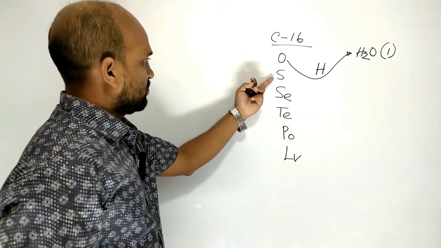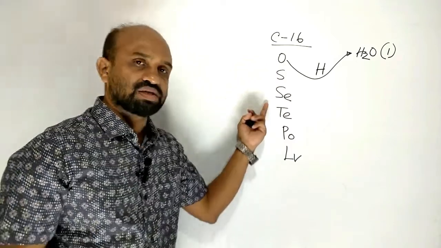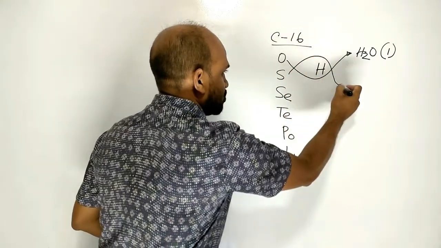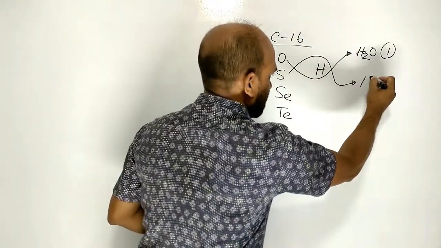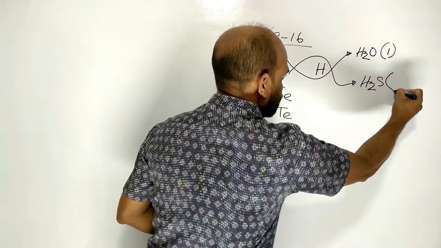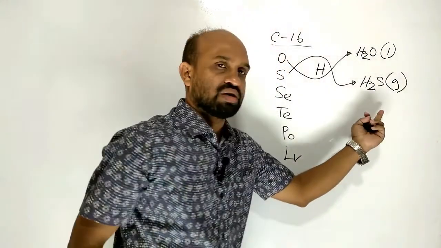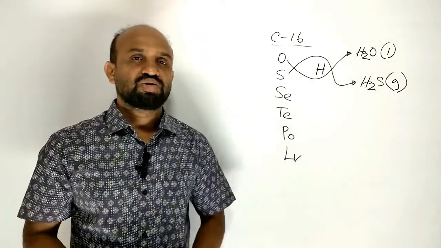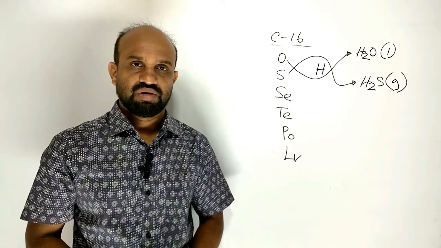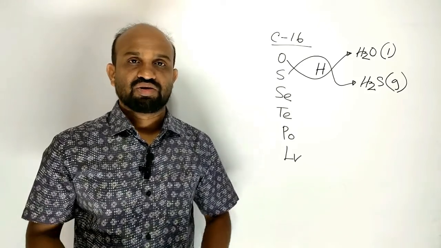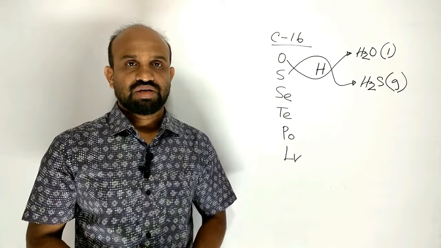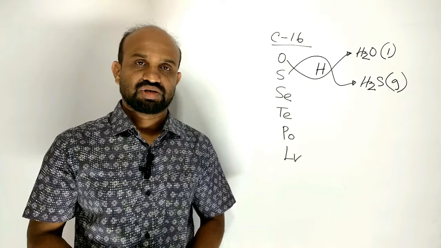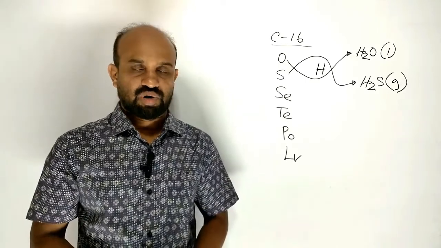Again, sulfur, that belongs to the same column. Sulfur combining with hydrogen forms hydrogen sulfide, which is gaseous at normal condition. Oxygen and sulfur belong to the same column in the periodic table, but oxygen with hydrogen forms hydrogen oxide, that is liquid, and sulfur with hydrogen forms hydrogen sulfide, that is gaseous at normal condition.